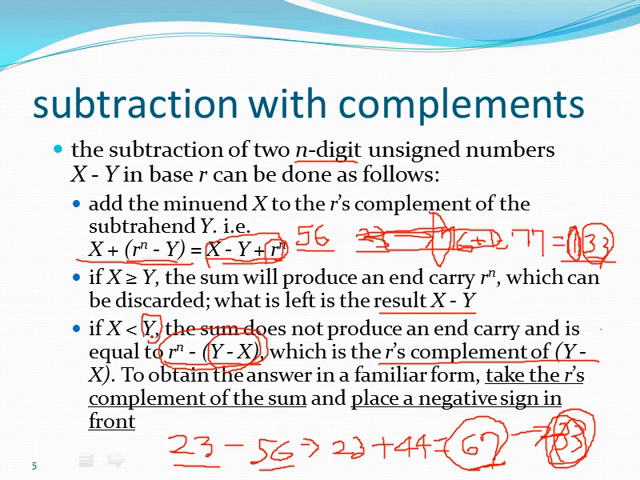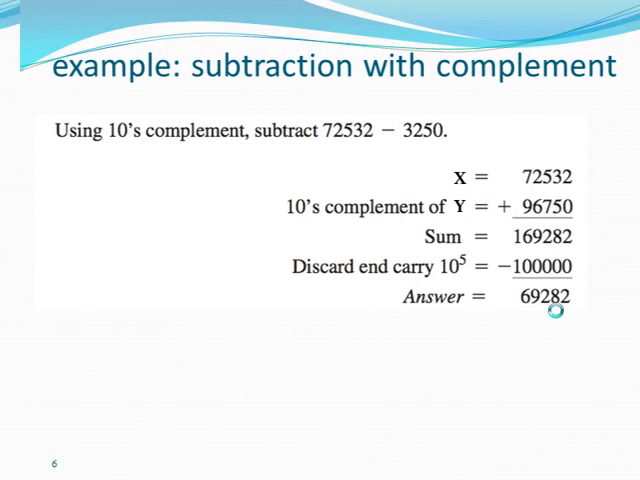So in case y is greater than x, the result 67 represents the tens complement of the difference. So we get tens complement again, 33, and we put a negative sign on it as a result. So negative 33 is the result of subtraction. This is a little bit complicated, but let's take a look at the example here.